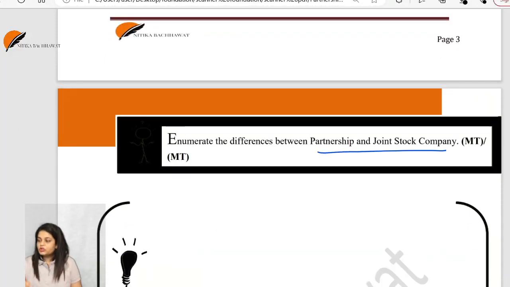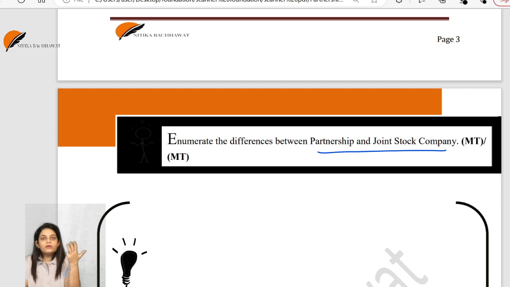Difference between partnership and joint stock company. When we talk about partnership, a partnership does not have a separate legal entity, whereas a company has a separate legal entity. In fact, all the characteristics of a company are derived from this concept of separate legal entity. It is not mandatory that a partnership firm has to be registered. So even orally a partnership firm can be formed, but a company has to be registered. The liability of a partner is unlimited, whereas the liability of a member is limited to the unpaid value of the shares held by them.